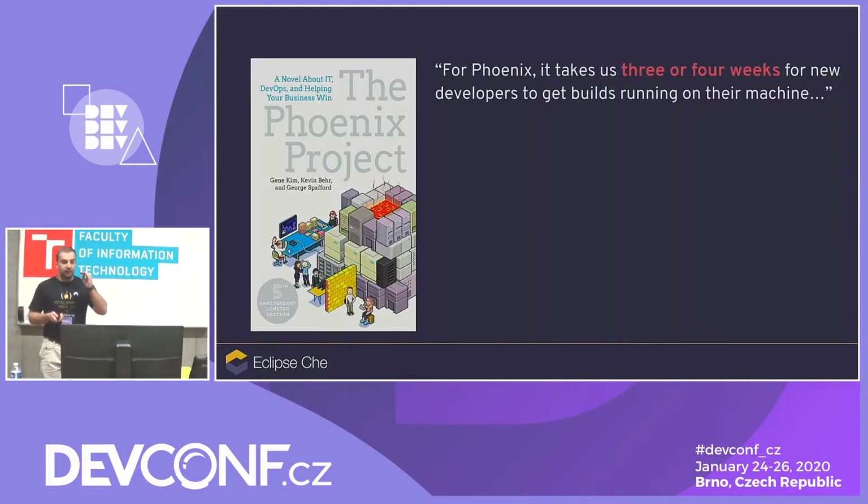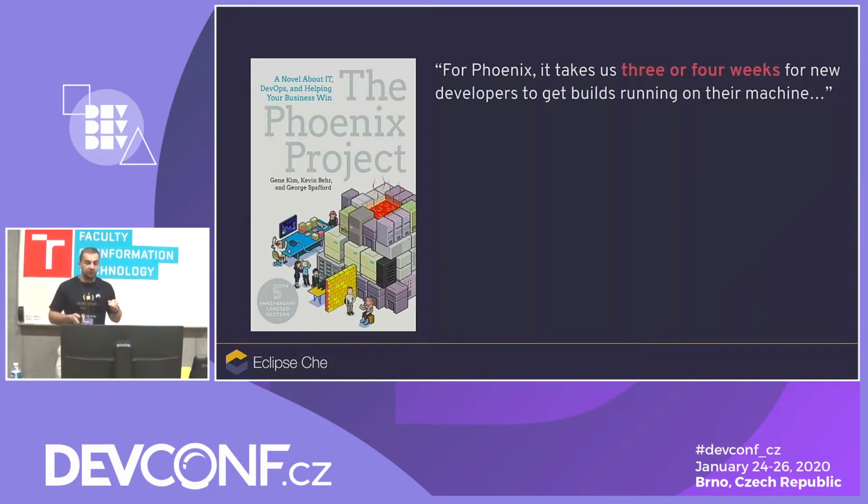So the solution for this in the book was using virtual machines. And the book was written in late 2013. And we know that the first version of Docker and the first version of Kubernetes were released roughly at the same time. So if the book was written a little bit later, it would definitely talk about containers and orchestration instead of virtual machines. And those two problems, configuration and setup, plus the onboarding, are the problems that we want to solve with Eclipse Che.